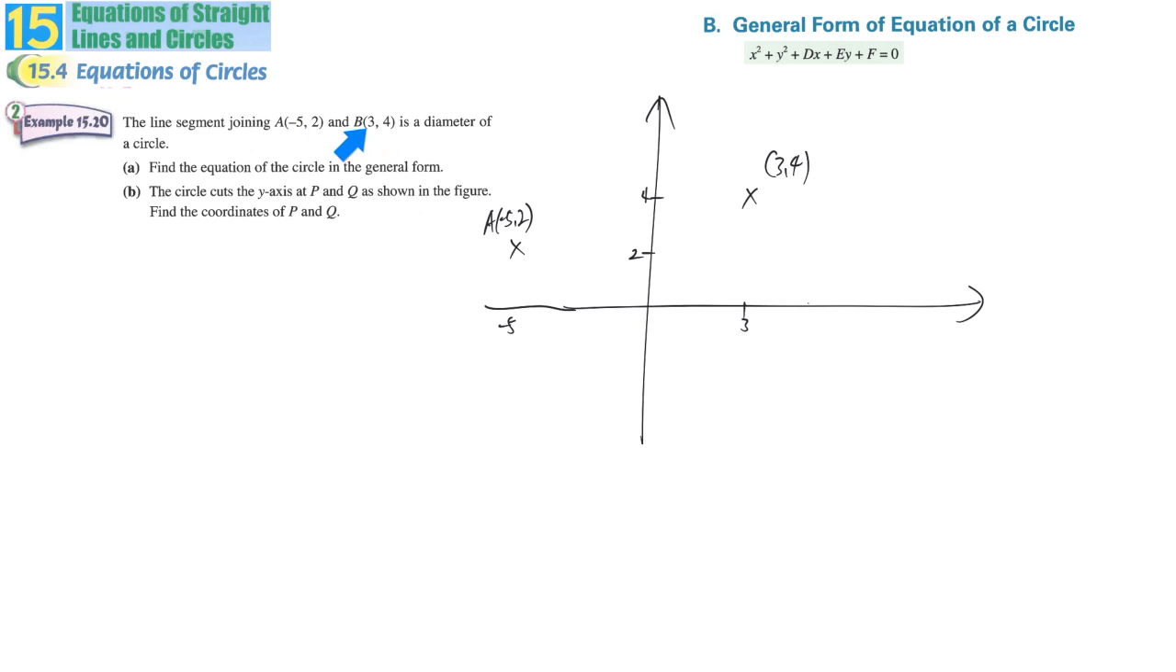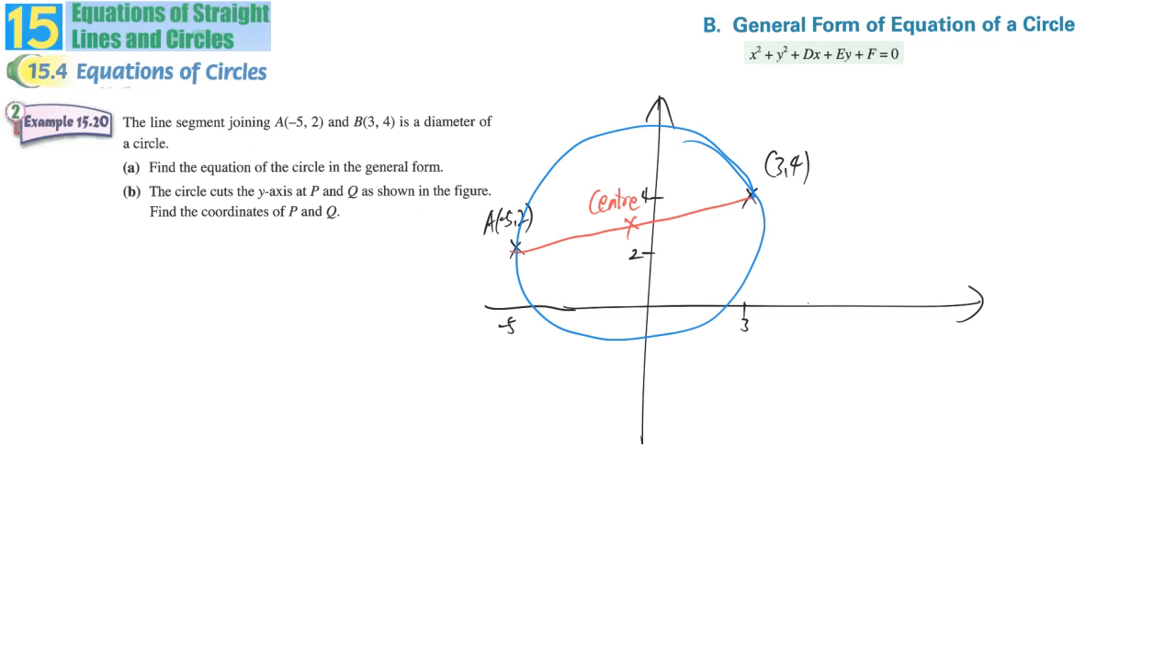The circle passes through these 2 points, and this is the diameter, which means the diameter is here, and then we have the center at the middle. From the center, we can draw a circle. It's approximately like this. We are going to find the equation of this blue circle.